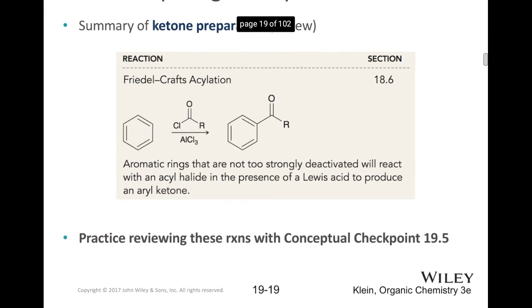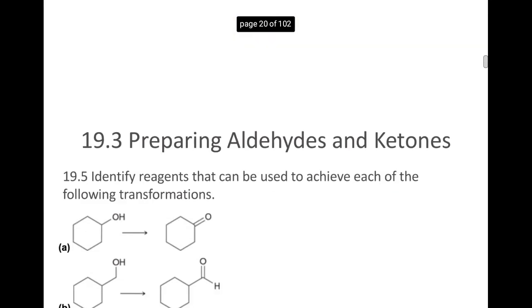And the last one is one that we just covered recently, which is the Friedel-Crafts acylation. If I take any kind of acid chloride and treat it with a Lewis acid, aluminum chloride, I can do the Friedel-Crafts. Aromatic rings that are not too strongly deactivated will react with an acyl halide with a Lewis acid. And we talked about deactivators that don't permit this reaction to occur. So that should be relatively fresh in our minds.